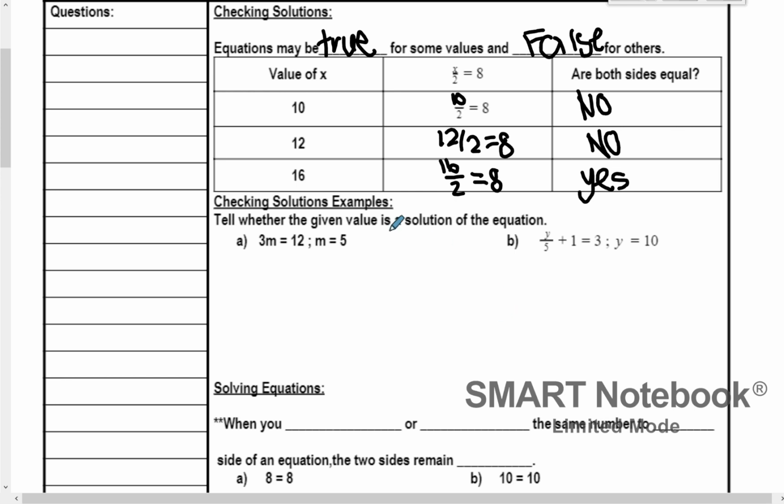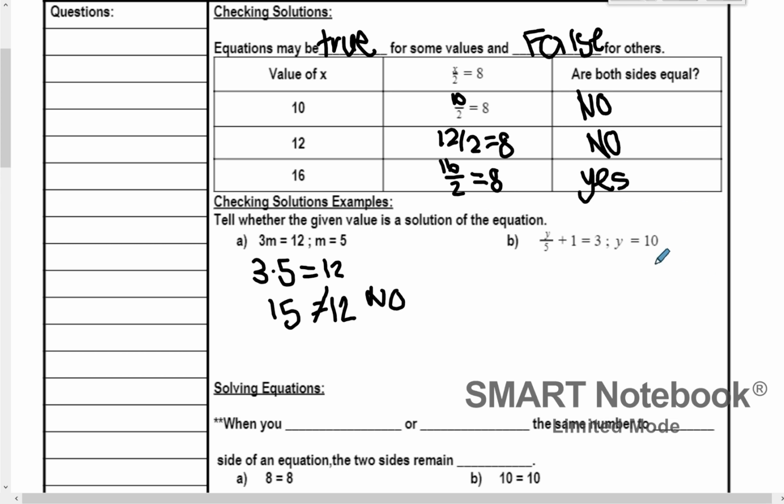Okay, so now we're going to plug in m, because it says m equals 5, into this equation, 3 times m equals 12, to see if 5 is a solution. Now when we have a 3 and an m next to each other, remember that's multiplication, we just don't write the symbol. But when we plug in that 5, we need to make sure to write a multiplication symbol or put it in parentheses so that it does not turn into a 35, because that would not be good. So we have 3 times 5 equals 12. 15 equals 12, that is not true. So no, that is not a solution.